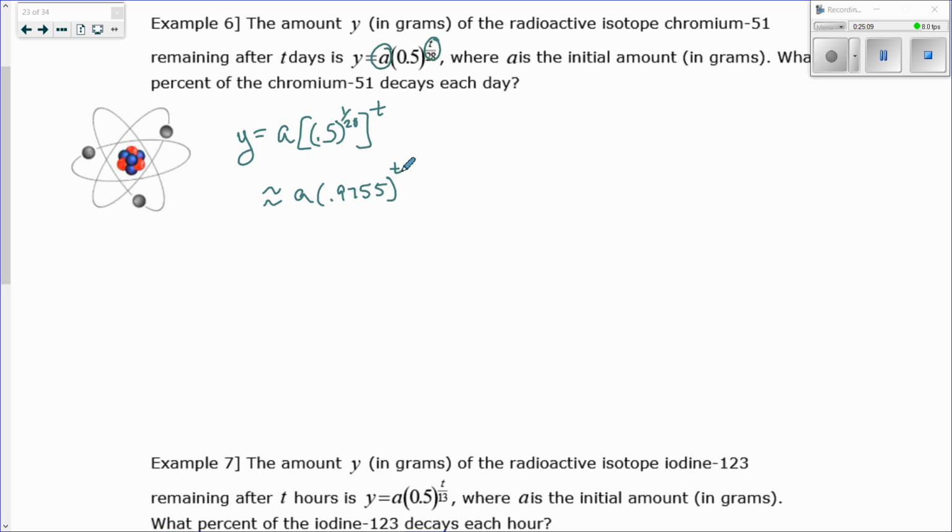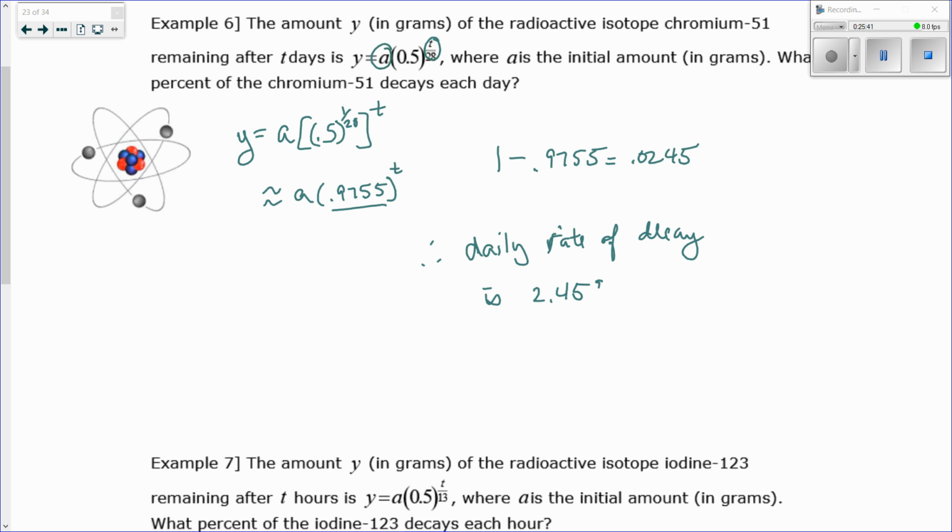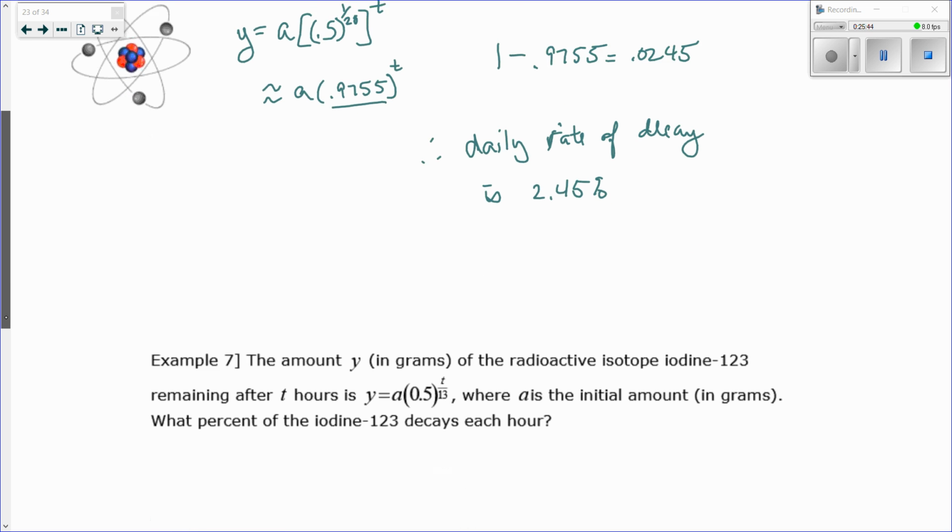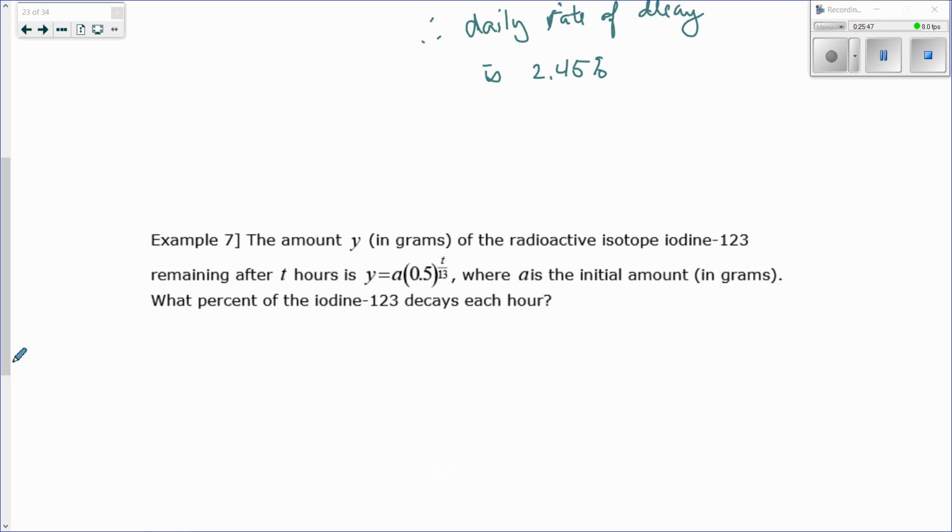to the t. So now I have to figure out what was my decay, because this is less than 1. So I'm going to do 1 minus 0.9755, and that'll give me 0.0245. Therefore, my daily rate of decay is 2.45%. I want you to try this one.